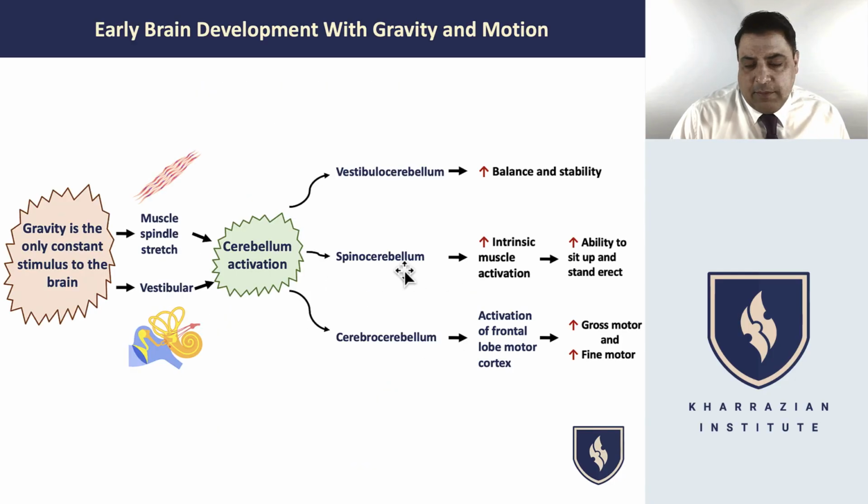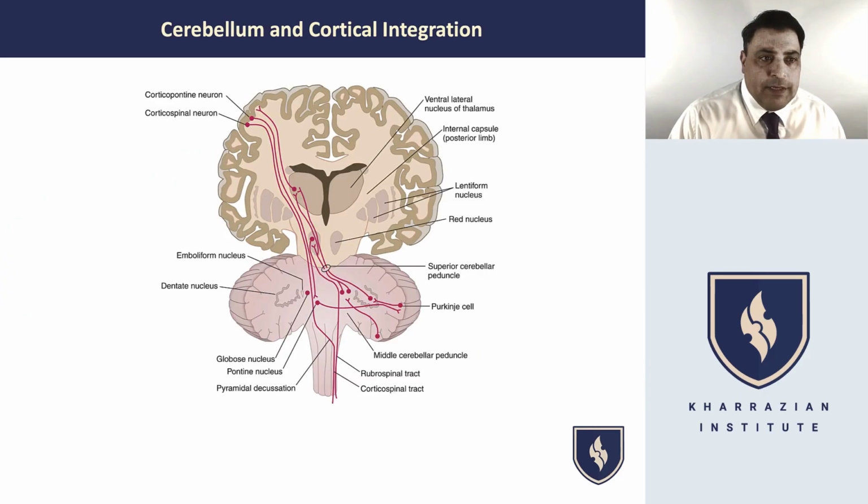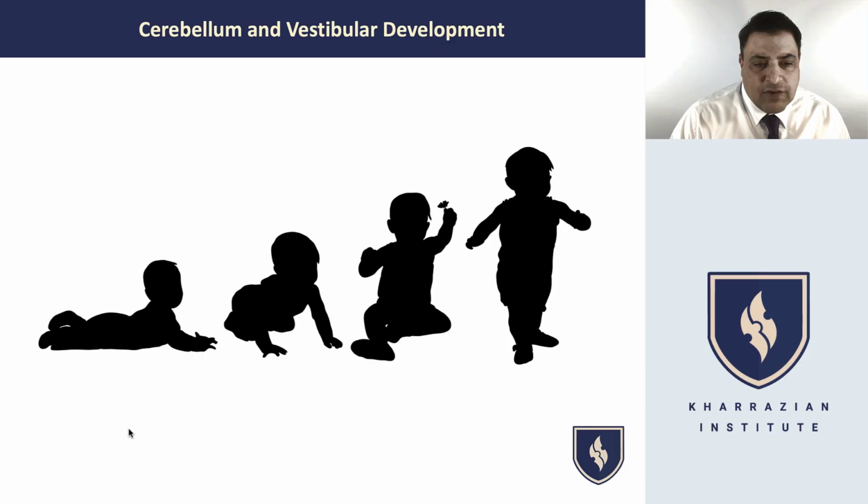The spinocerebellum fires all the intrinsic muscles where a child can actually sit up and stand erect. And then the cerebellum actually fires the contralateral cortex and starts to actually fire motor movement areas, as you can see here. So the cerebellar projections from here fire into the cortex, and those are involved with starting to turn on the brain. And as a child is born, again, you can see the vestibular pathways are intact, muscle spindles are firing as the cerebellum starts to activate.